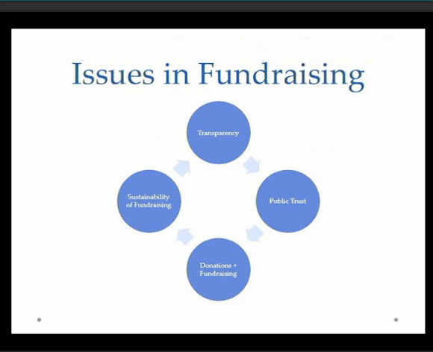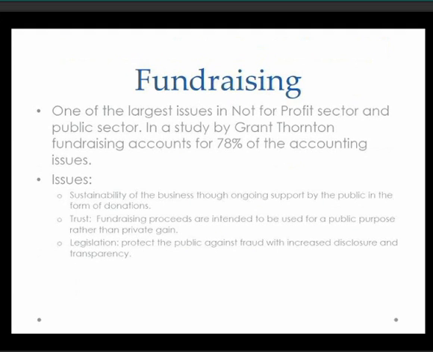The final issue is fundraising. This is a concerning issue, as Grant Thornton released a statement saying 75% of one of the largest issues in the non-profit sector and the public sector. In a study by Grant Thornton, fundraising accounts for 78% of the accounting issue.